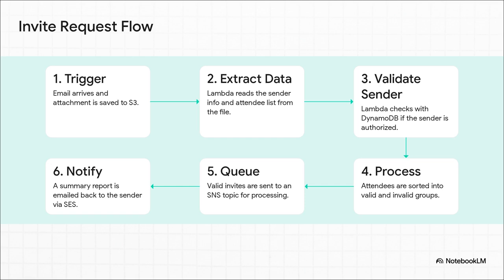It processes the list, making two piles, one for good emails, one for bad ones. All the good ones, they get handed off to the SNS courier to be sent out. And then, to close the loop, a final summary report gets mailed right back to the organizer. It's a beautiful, completely hands-off process.